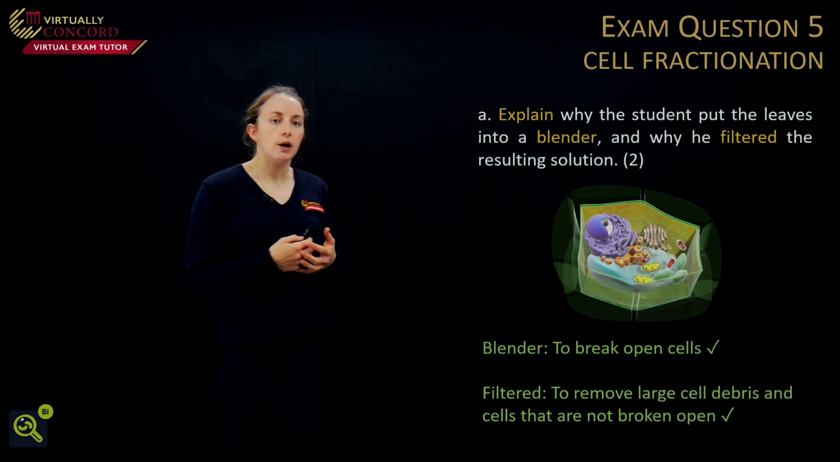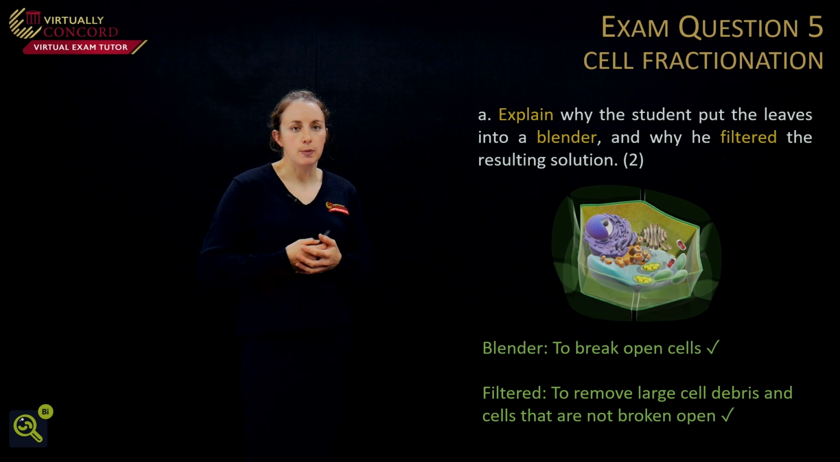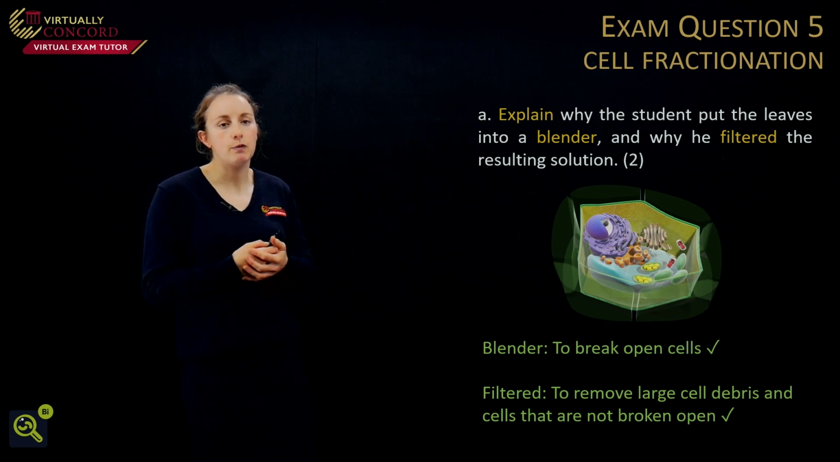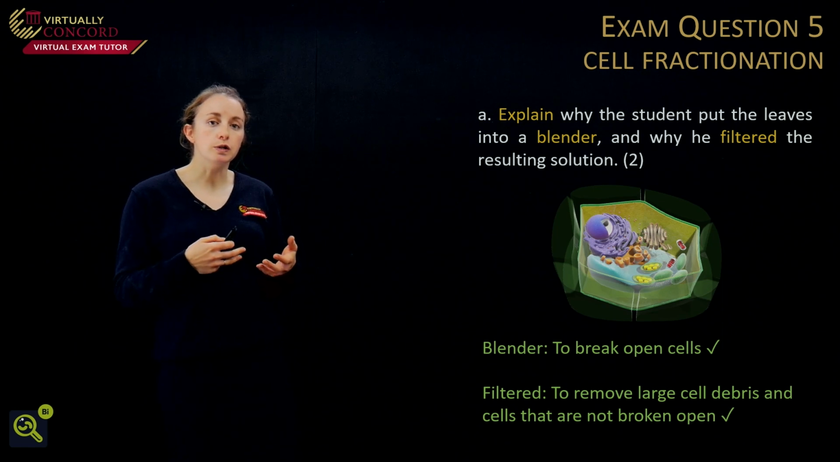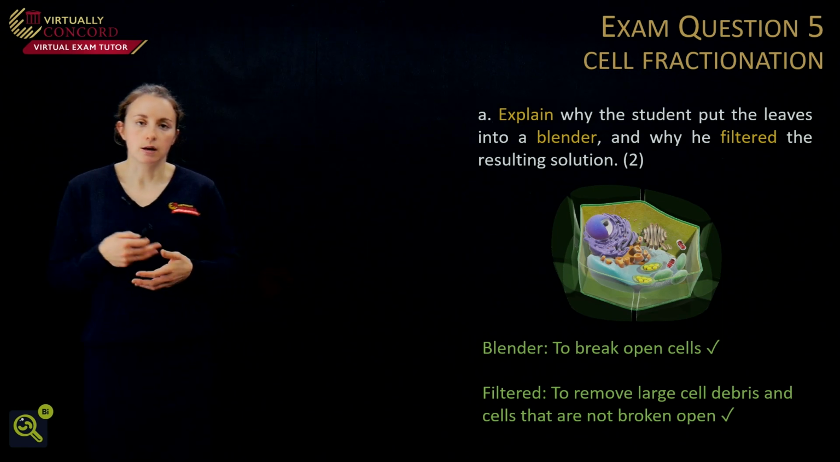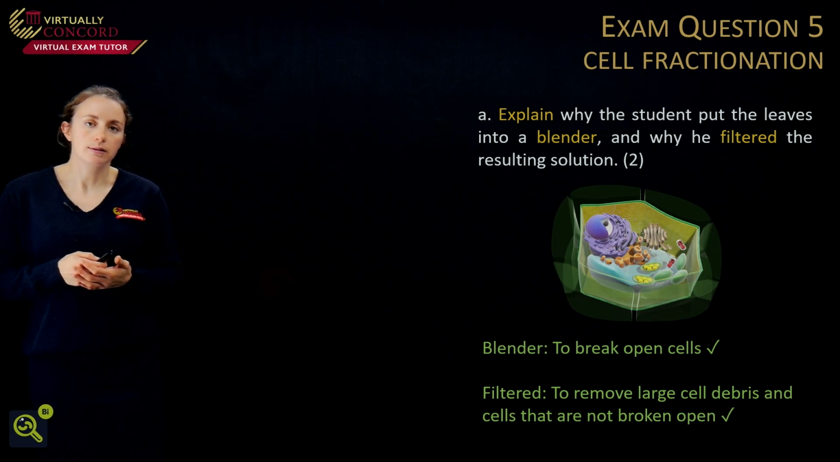And then in terms of filtering, we need to remove any large cell debris. So any large bits of cell that haven't broken up completely, or any cells that are just not broken up at all, need to be removed before you carry on and start using the centrifuge to start isolating your organelles.